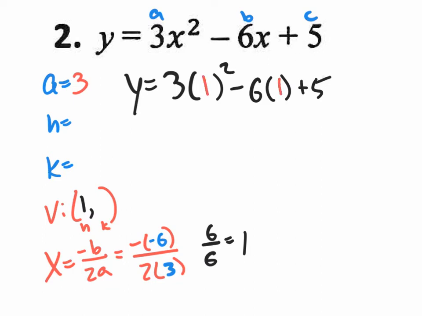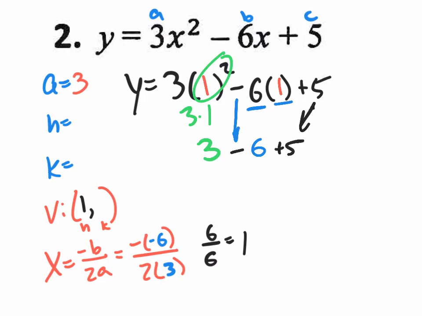Let's do the math quickly. 1 squared is 1. 3 times 1 is 3. And then 6 times 1 is 6, but there's a minus sign between it. And last but not least, let's bring down that plus 5. So from left to right, 3 take away 6 is negative 3. Negative 3 plus 5 is positive 2. That's our y value of our vertex.